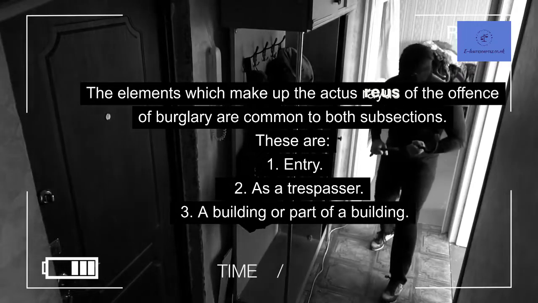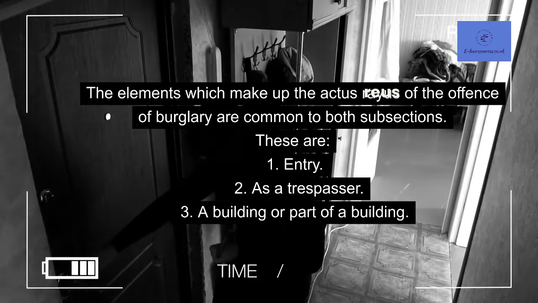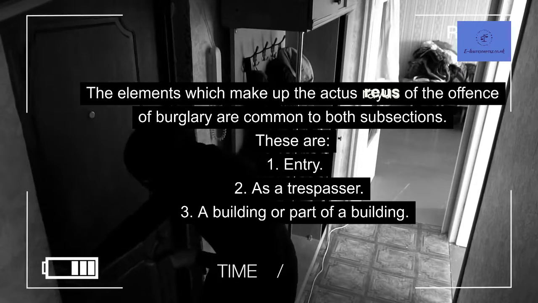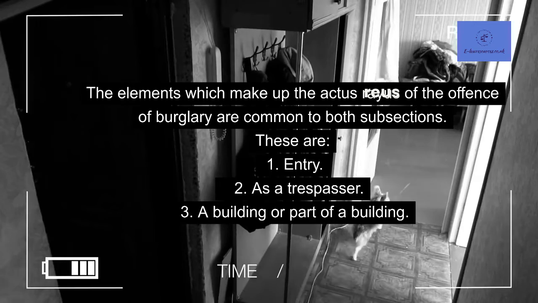The elements which make up the actus reus of the offence of burglary are common to both subsections. These are: 1. Entry. 2. As a trespasser. 3. A building or part of a building.